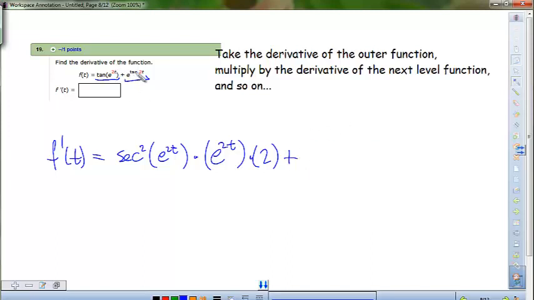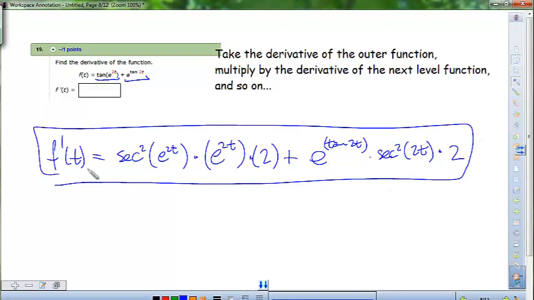The second one is e to the tan 2t. So the derivative of e to something is e to that something, and we don't usually put parentheses here, but just so it's clear, we're going to put the parentheses here. Times the derivative of tangent 2t, which is secant squared 2t, and then times the derivative of 2t, which is 2. Alright, so a couple of chain rule problems, 3 levels deep, and this is our solution.